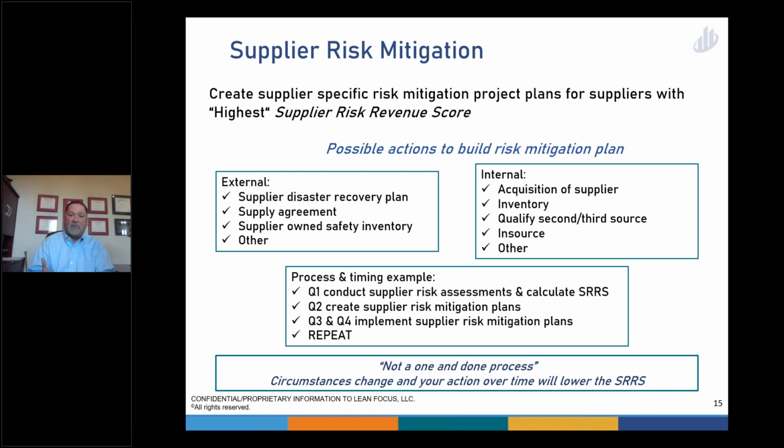But once you were up and running, the process and the timing example that I have used in many organizations that I've worked for is really kind of strung out through the year. And it's an ongoing thing where in the first quarter of the year, you would be doing your supplier risk assessments and calculating that SRRS score. Secondly, in quarter 2, you would start to create the mitigation plans. And then in quarter 3 and quarter 4, you would start to implement.